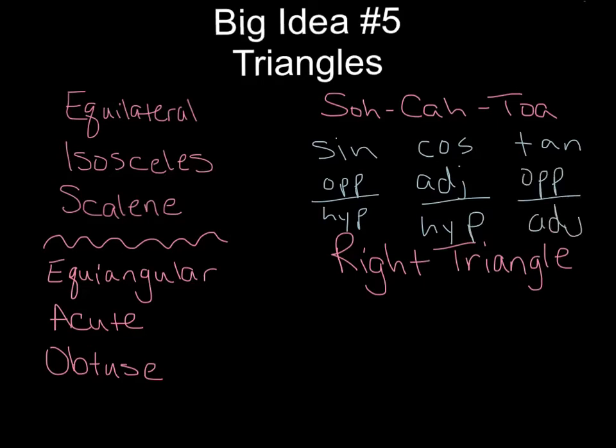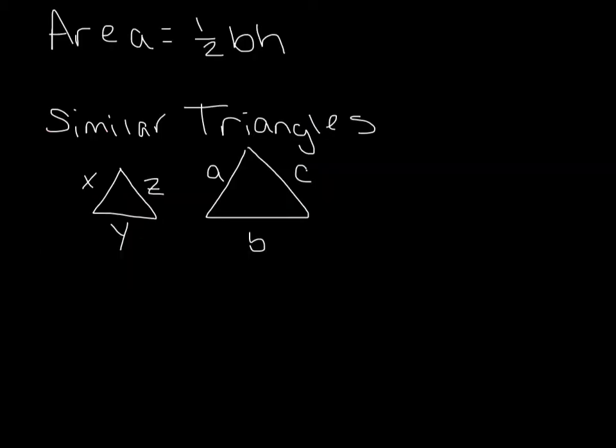adjacent. So if you remember that, in a right triangle, you obviously have a 90-degree angle in there. You have a hypotenuse, which is across from the right angle. You have a side and a side. The area of a triangle is 1/2 base times height.